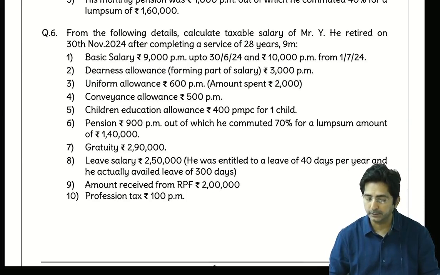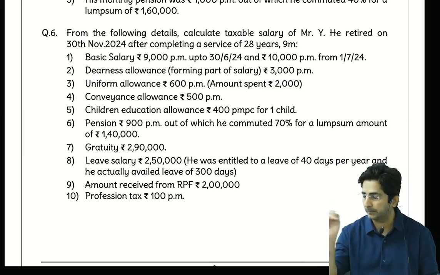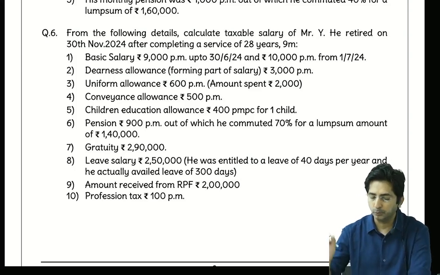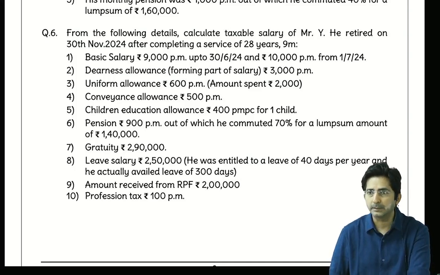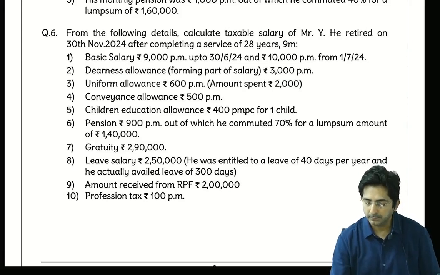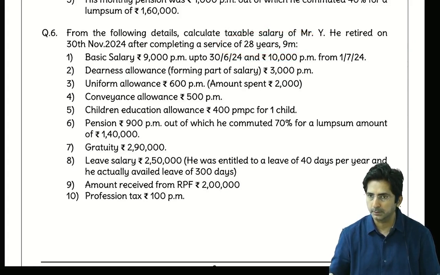So whenever you see the date of retirement, you should draw the timeline. Okay. So he has retired on 30th of November. So everything you will multiply with 12 months or how many months? 8 months. Everything you will multiply by 8 months because on 30th November he is retired. Okay. And his service is 28 years, 9 months. This will be useful in number of years of service wherever the formula requires.